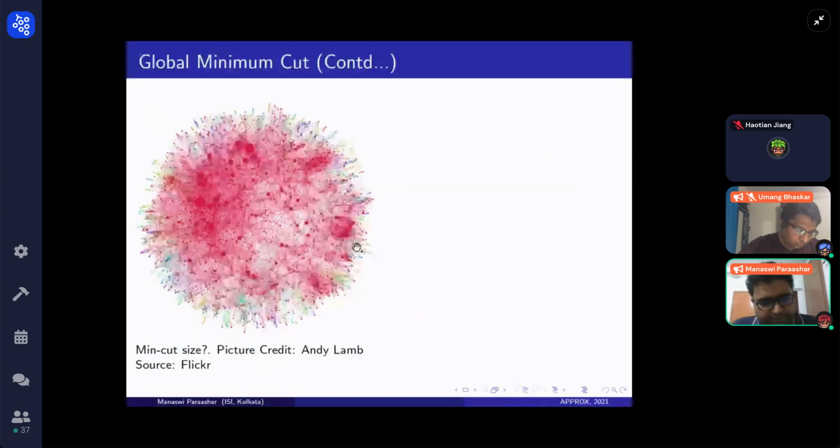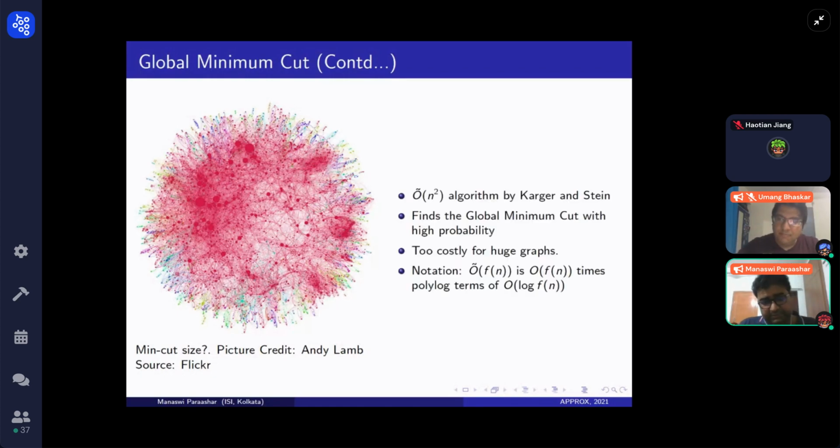So how about finding the global minimum cut in this huge graph, which might have come from a social network where nodes represent people and edges represent friendship connections between them? The famous algorithm by Karger and Stein will find us a global minimum cut in time O tilde n square. However, this time is too large for a graph this large. O tilde n square is huge. So, in this talk, what we are interested in is finding the global minimum cut or an approximation to it in cost that is sublinear in the input size.